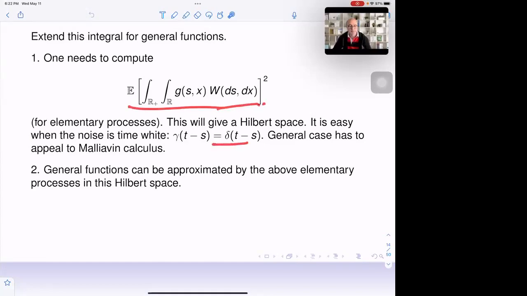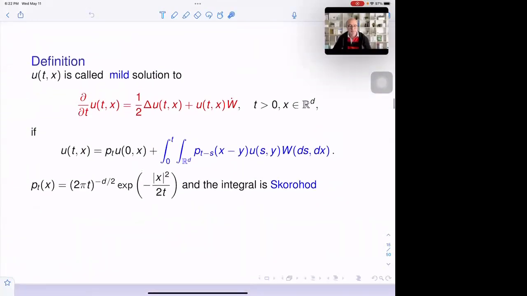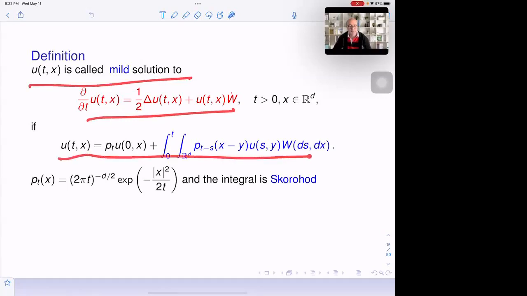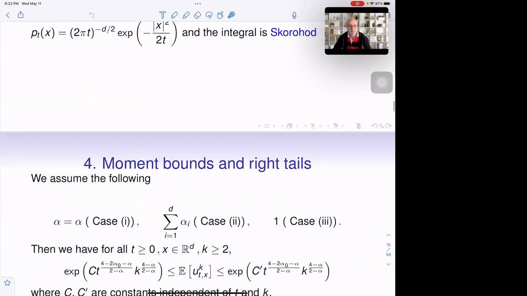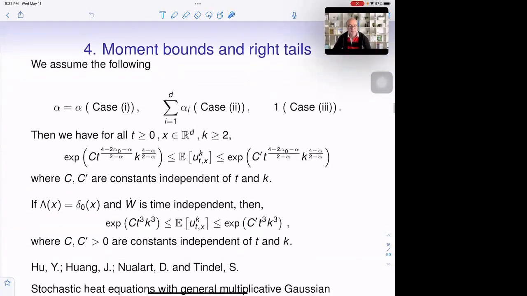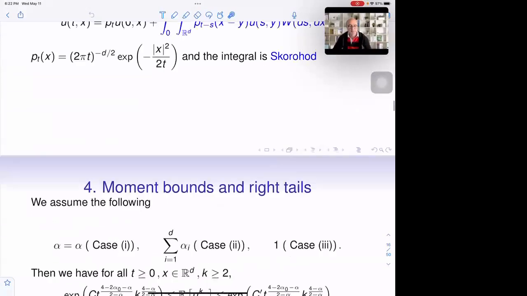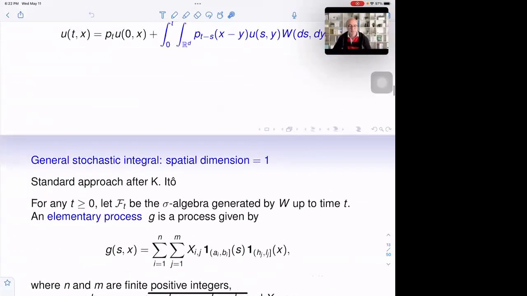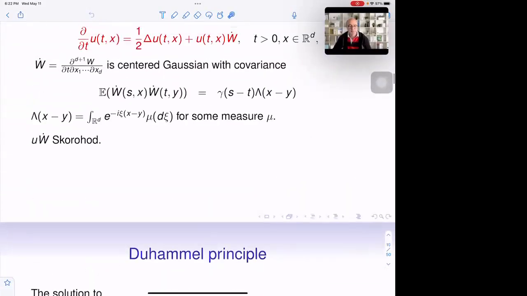After we define the stochastic integral, then we call this U the mild solution of this equation if you satisfy this equation. This is what I said before. Now, about the existence and the uniqueness, until now there are many results on this. For example, if the covariance structure of the noise has this property.